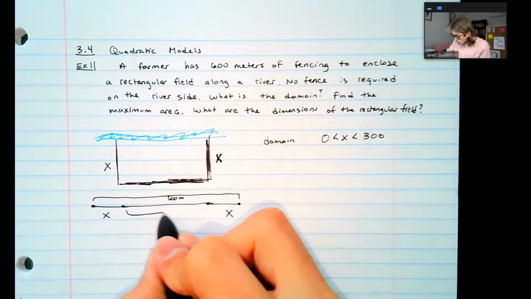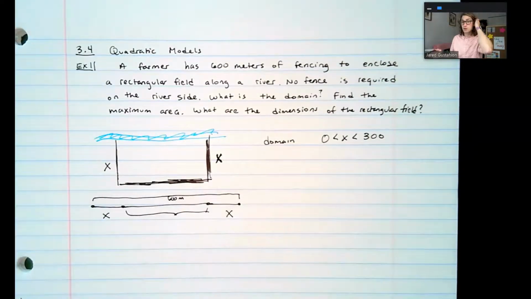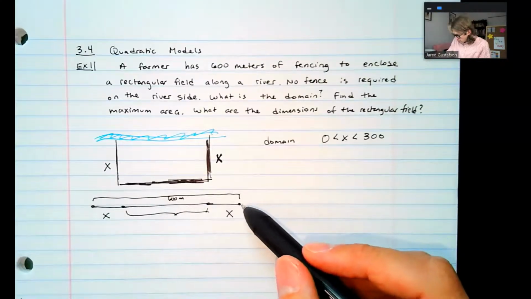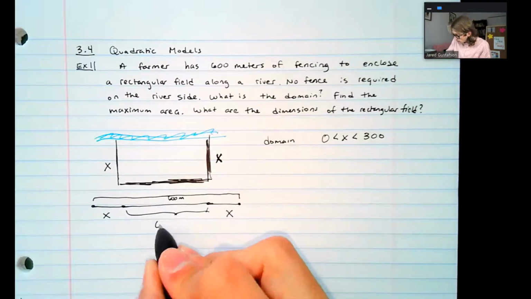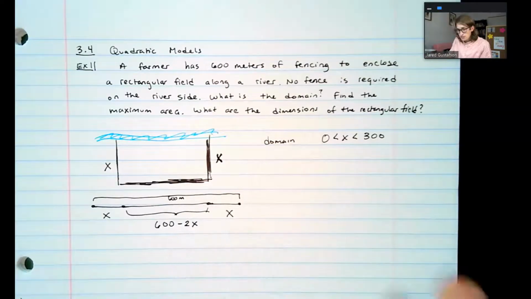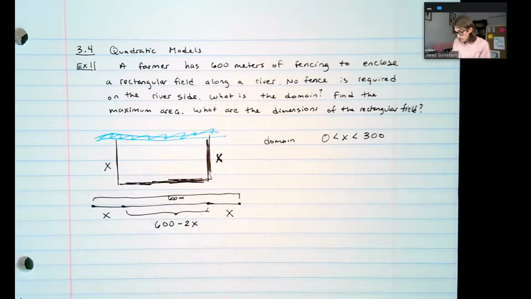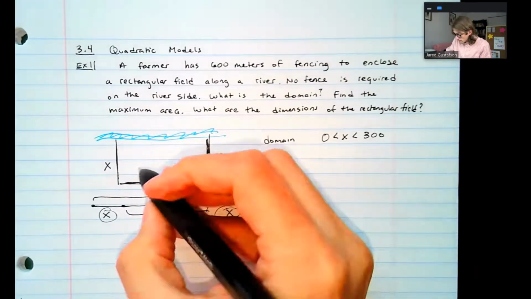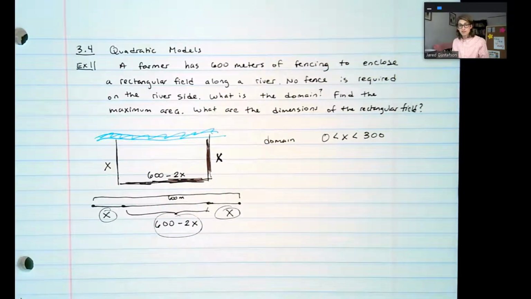So what could we call this inside part, this length right here that I'm trying to give a label to? Well, if the whole thing is 600 and we're using 2x worth of fencing, that would leave 600 minus 2x meters of fence left over. When we add up these 3 things, we get 600. So that's actually what we're going to label this as. 600 minus 2x.